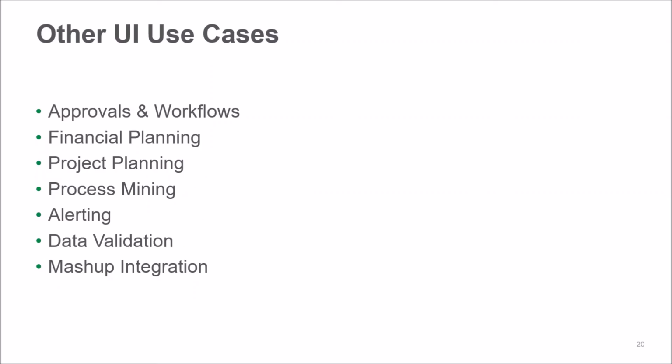What are some other use cases? As I said, we have this approvals and workflows and financial planning. Then we implemented the project planning solution, which is called Write Gantt. But there are also solutions like process mining, which has been implemented by Mehrwerk, which is a company here in Germany and also our partner. Then we have all heard about the deal with Qlik's ping alerting, but you can also make use of data validation or mashup integration, for example, here. And now you probably ask, but how?